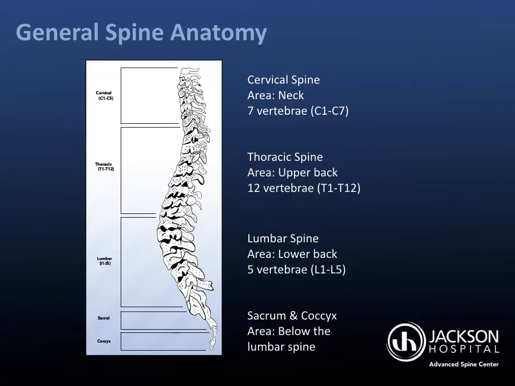The lumbar spine, or lower back, is the primary weight-bearing portion of the spine. The sacrum forms the base of the spine, and the coccyx, also called the tailbone, allows for the attachment of muscles, ligaments, and tendons. As a unit, the spine is responsible for providing support, but also allowing movement and flexibility for our bodies while protecting the spinal cord.